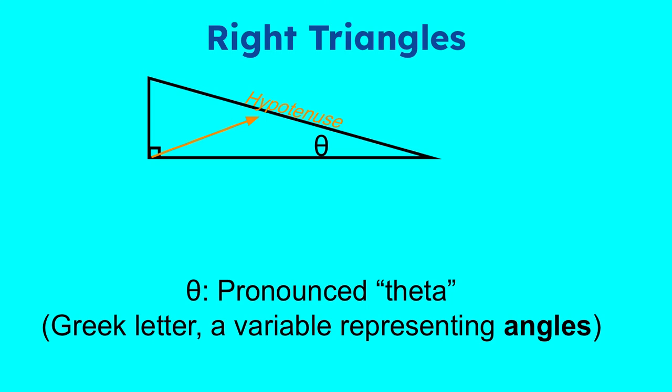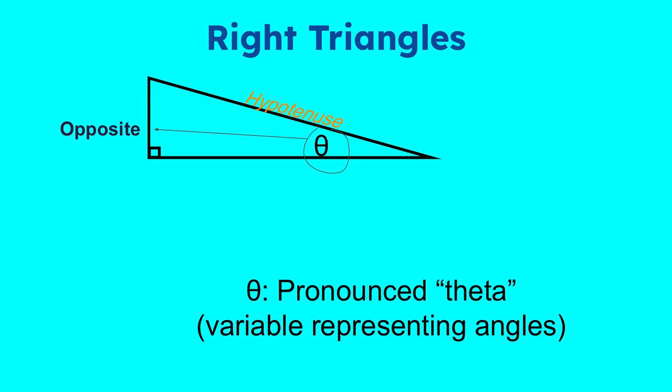So we're gonna see if we can identify the opposite and the adjacent sides. The opposite side is always across from the angle, so across from theta in this case. And then the adjacent side is going to be right next to or connected to theta.